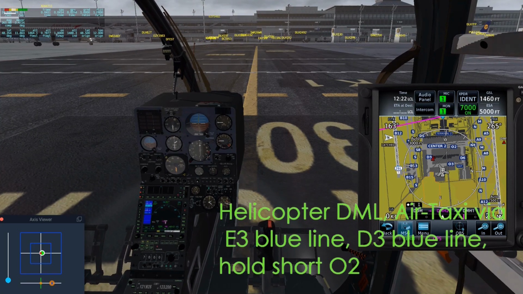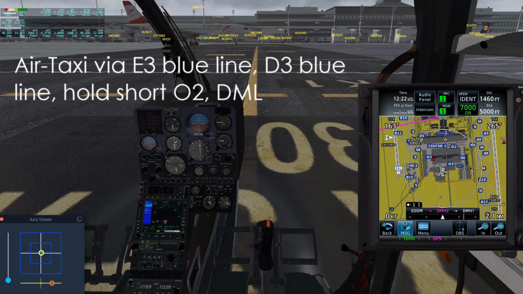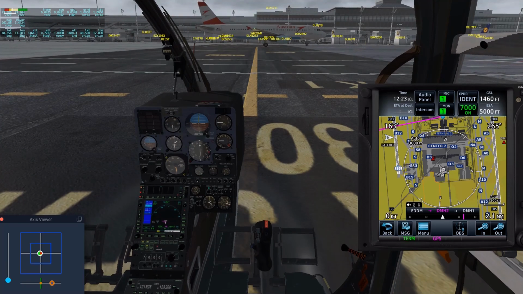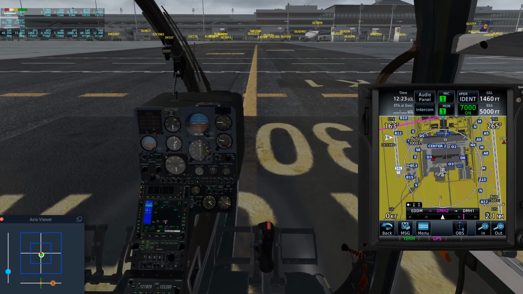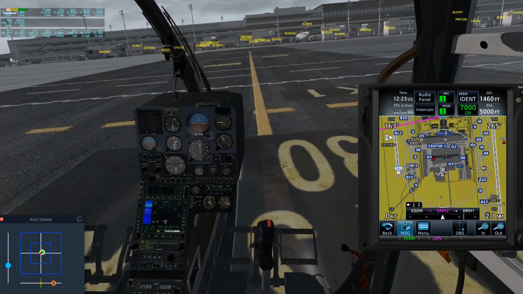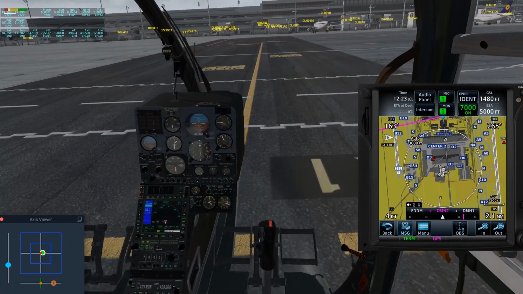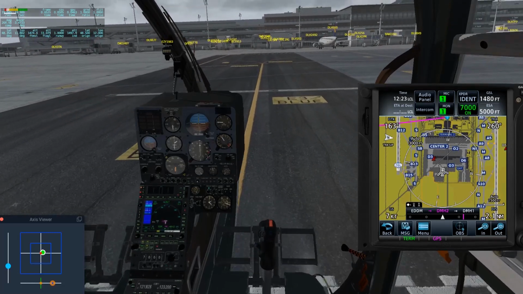Helicopter Delta Mike Lima, air taxi via Echo 3 Blue Line, Delta 3 Blue Line, hold short Oscar 2. Air taxi via Echo 3 Blue Line, Delta 3 Blue Line, hold short Oscar 2, Delta Mike Lima. KLM 587, taxi onto November 4, hold short November, contact tower 1187. Roger that, taxi on to November 4 and hold short at November and contact tower. Roger that, KLM 587. Lufthansa 452, there will be one more inbound behind you, thereafter it's your turn, I call you.